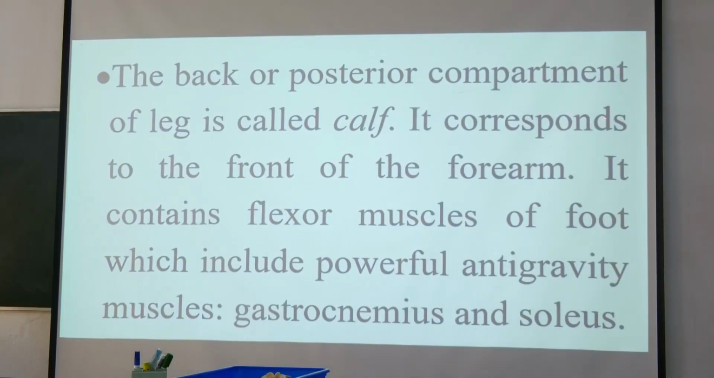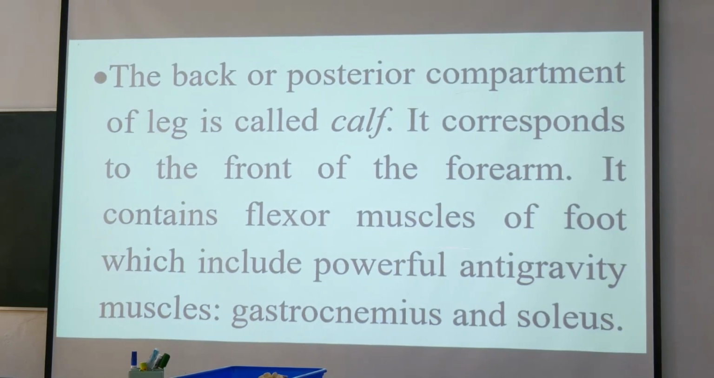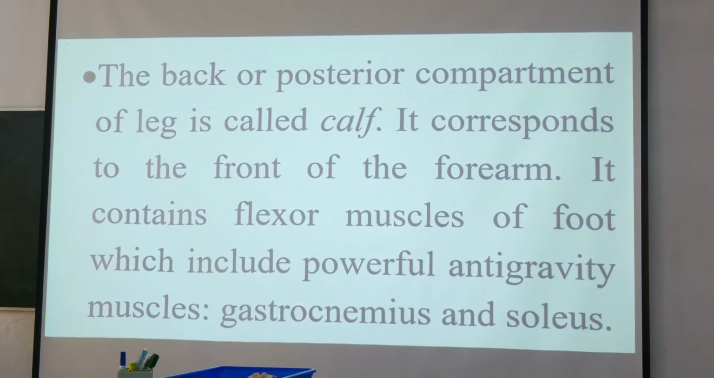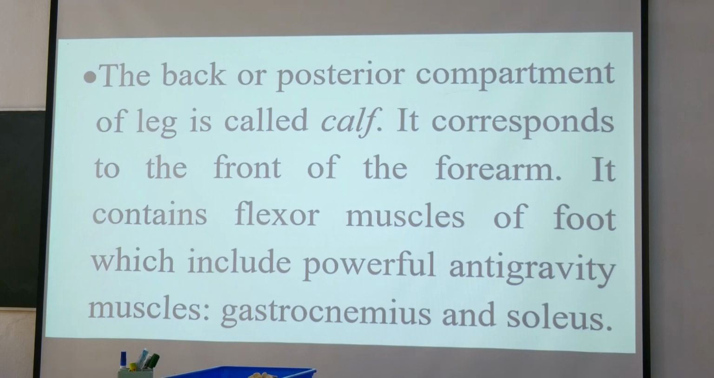The posterior compartment is known as the calf and it corresponds to the back of the leg. It contains the flexor muscles of the foot, which include the powerful anti-gravity muscles. Two important muscles are present: gastrocnemius and soleus.